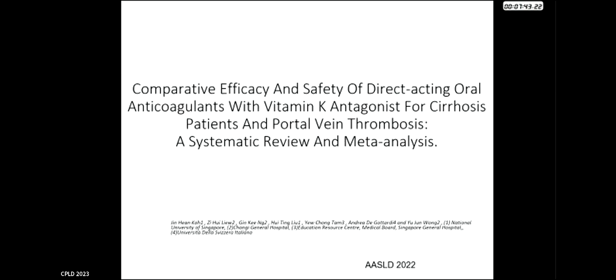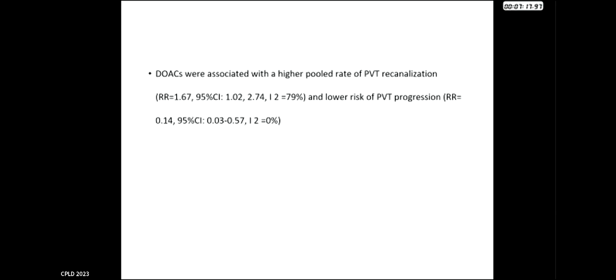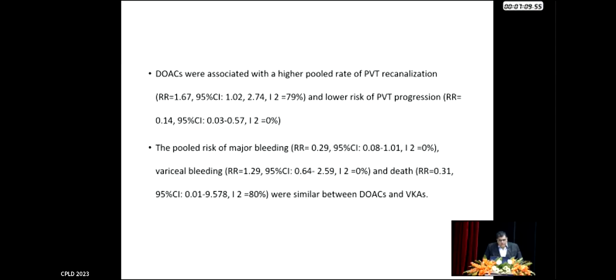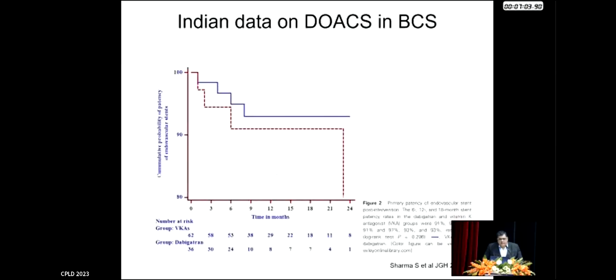Another study presented at AASLD 2022, comparative efficacy and safety of DOACs with vitamin K antagonists for cirrhosis patients and portal vein thrombosis, a systematic review and meta-analysis. 11 studies, 4 types of DOACs. The pooled rates of PVT recanalization was 46%, PVT progression was 12.9%, major bleeding was 7.9%, and death was 10.2%. DOACs were associated with a higher pooled portal vein thrombosis recanalization and lower risk of PVT progression. The pooled risk of major bleeding and death was similar between DOACs and VKAs.